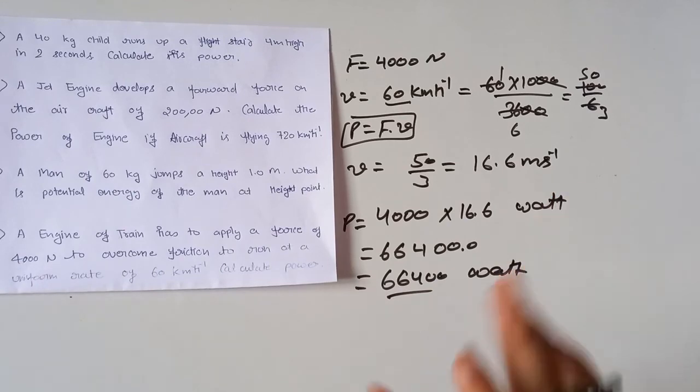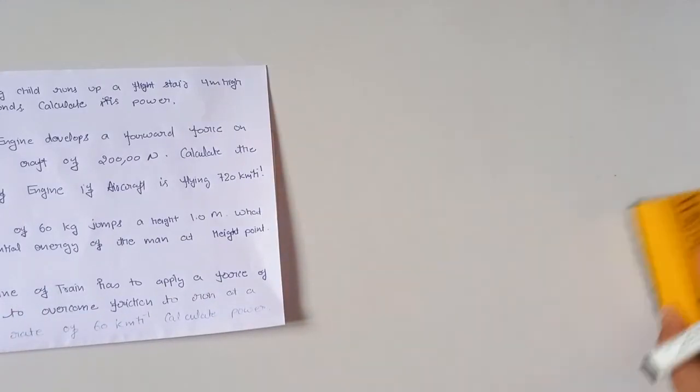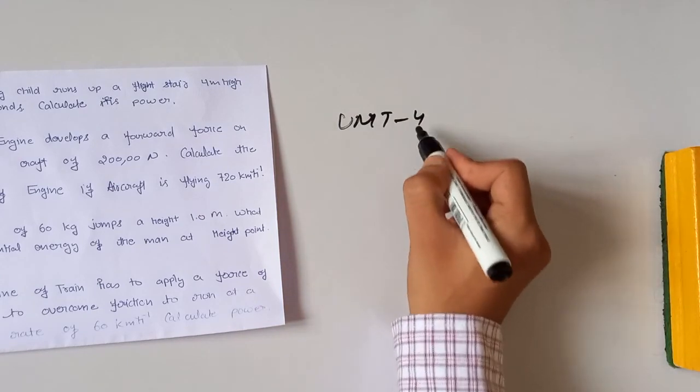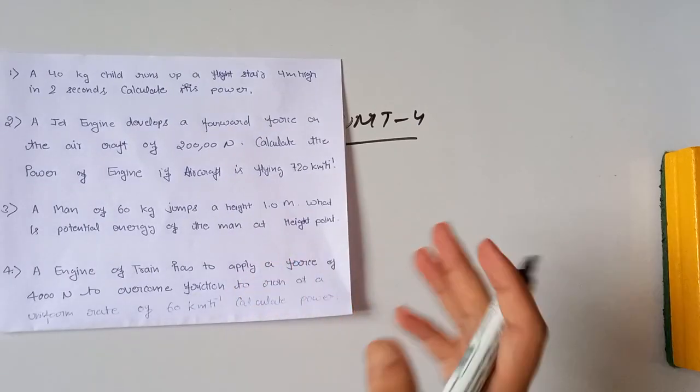I hope all these numericals are clear to you. This is all about work, power and energy, and our unit number 4, which is work, power and energy, is complete. I hope all the key points and all the numericals are clear to you.